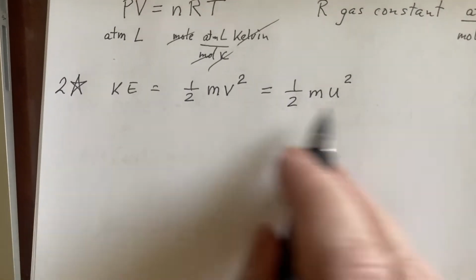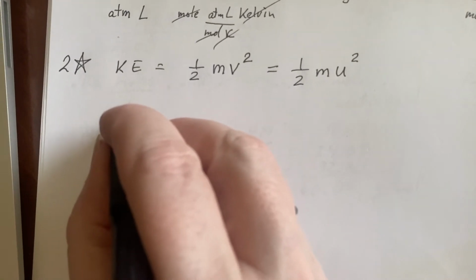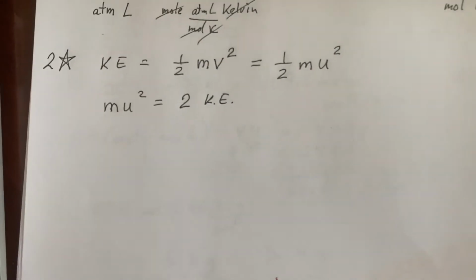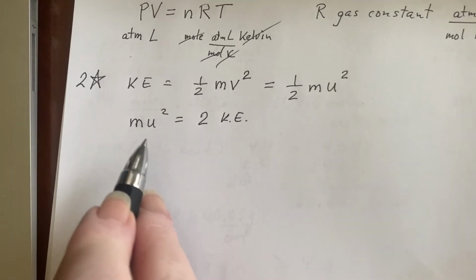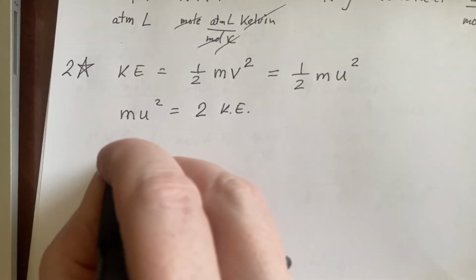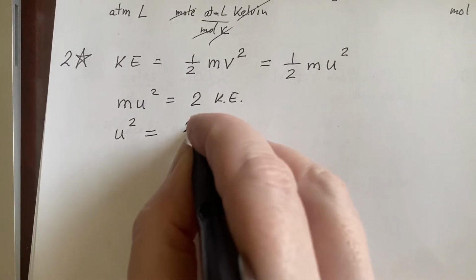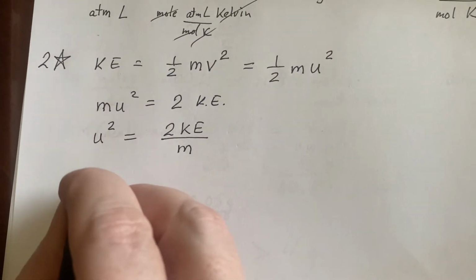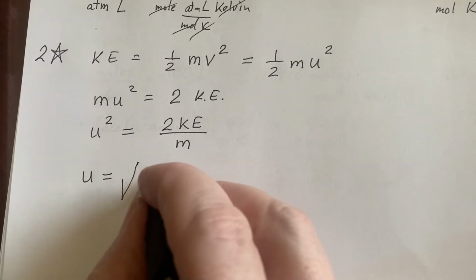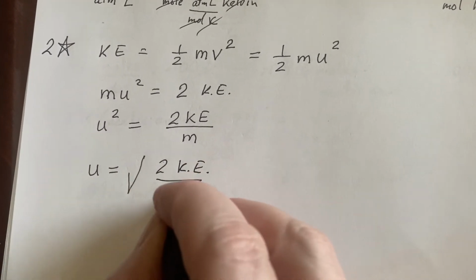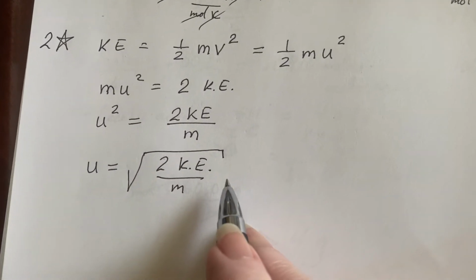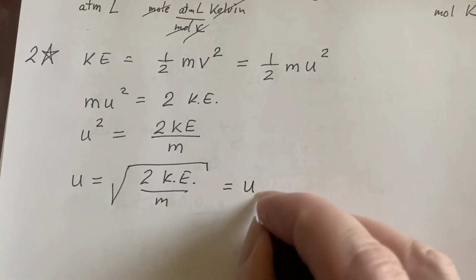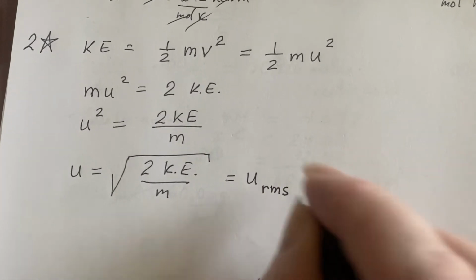That means that if I wanted to rearrange this a little bit, I could say that mu squared is equal to twice the kinetic energy. I'm going to try to get to this u because this is a root mean squared, right? So let's also divide by m. So here's 2 kinetic energy divided by the mass. Ultimately, u is the square root of twice the kinetic energy divided by the mass. This helps explain why some things look a little different than we would normally think. But this is what we're going to call u rms, root mean square.